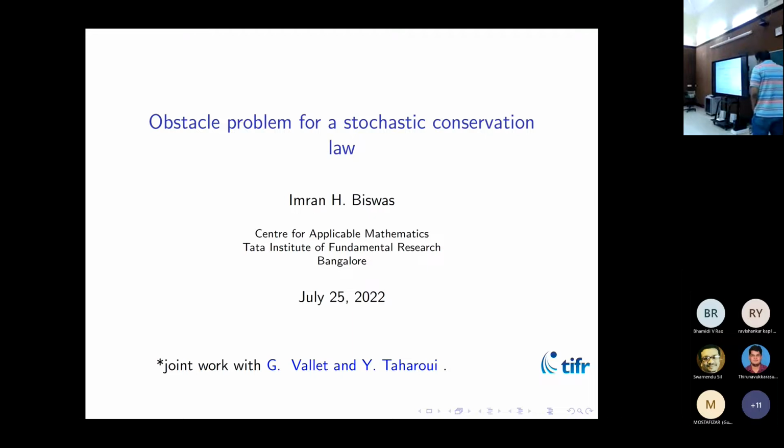So this is about the obstacle problem for stochastic conservation laws. And this is a joint work with Guy Vallet from France and a PhD student of his, Yassine Taharoui.